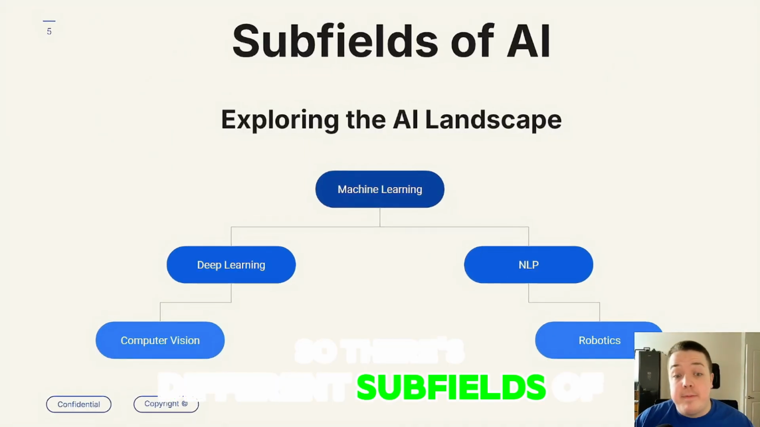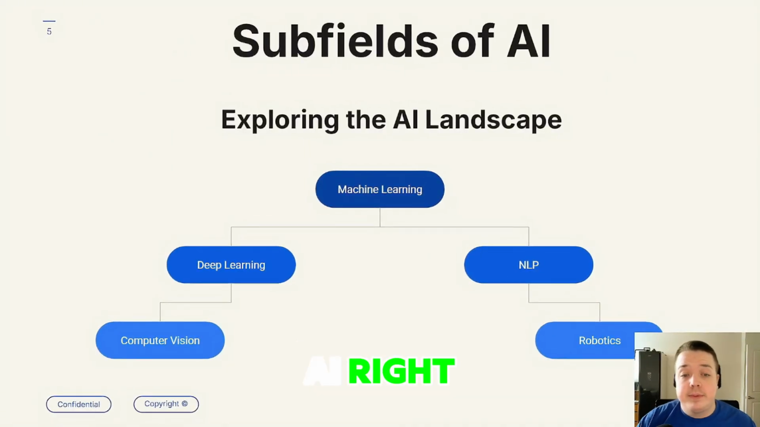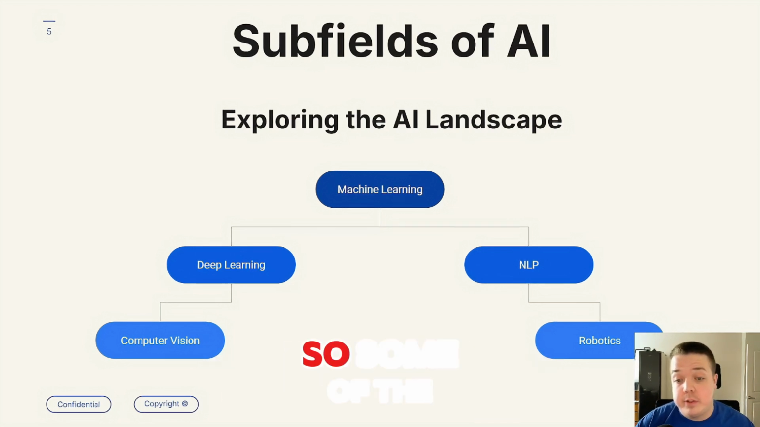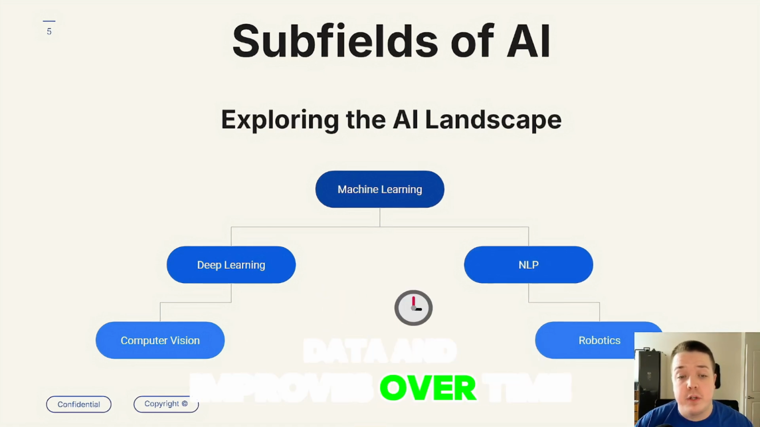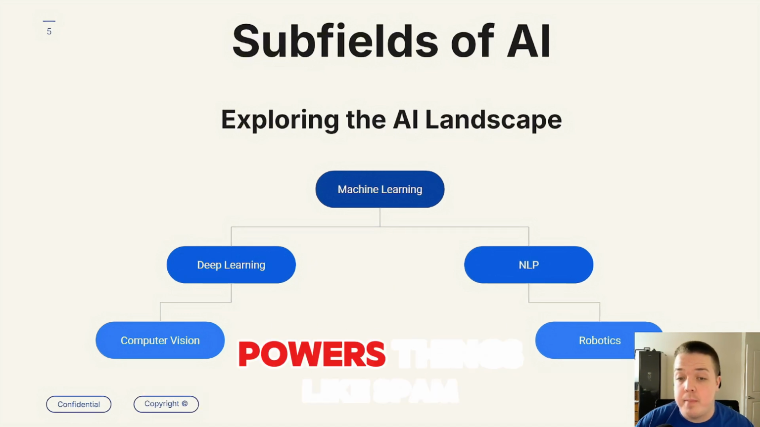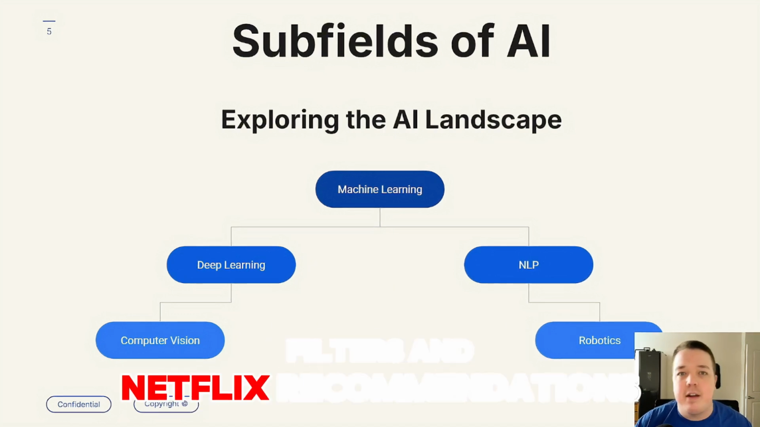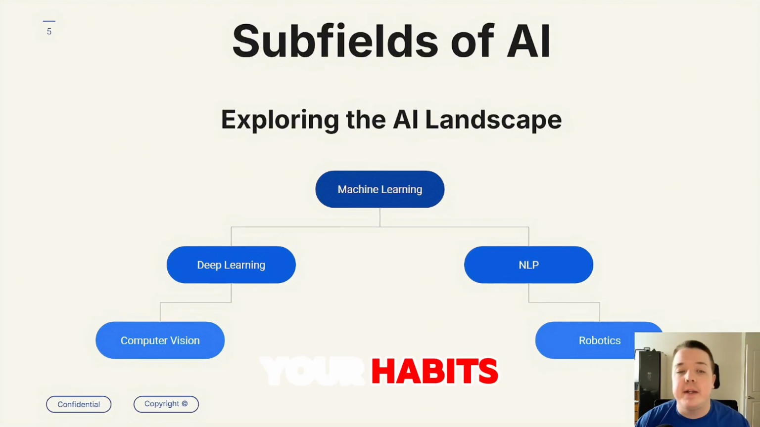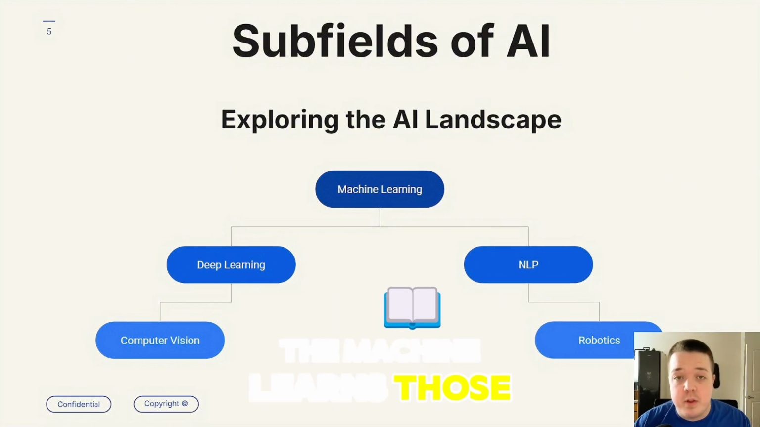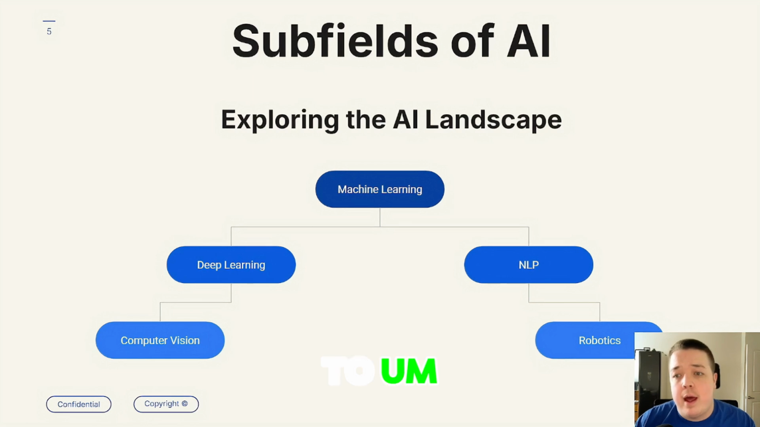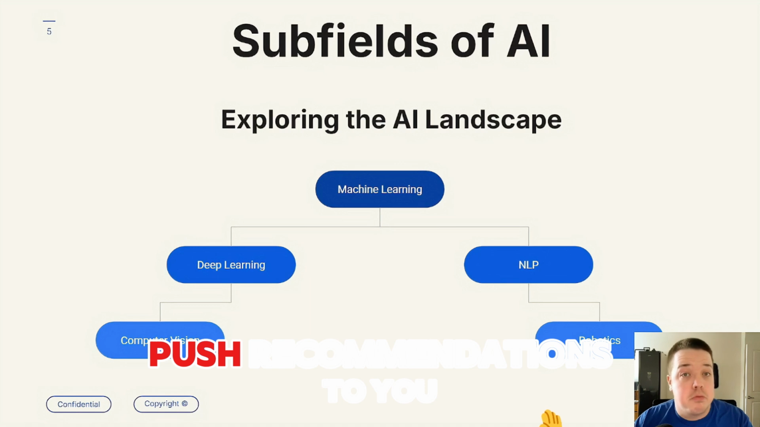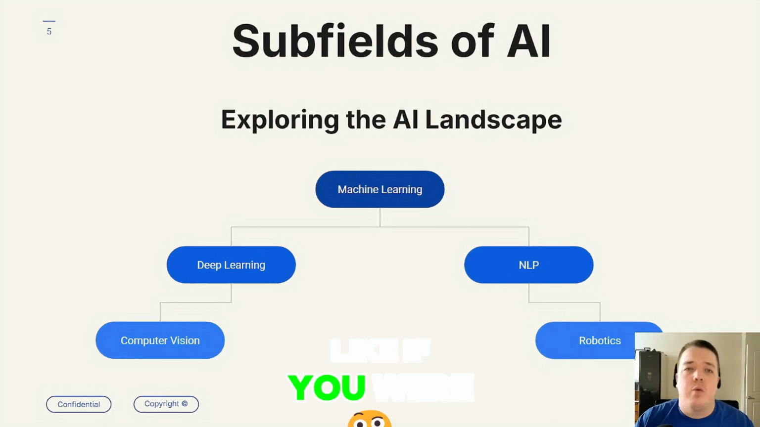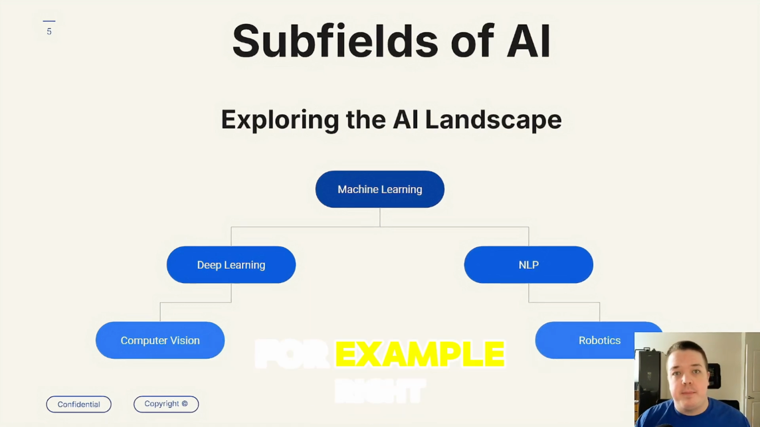So there's different subfields of AI, right? It's a very broad field with many specialized areas. So some of the key subfields, just to kind of break this down, there's machine learning, right? It's AI that learns from data and improves over time without being explicitly programmed. Powers things like spam filters and Netflix recommendations, right? Like based on your habits, the machine learns those habits and then is able to either directly filter things or push recommendations to you. Like if you were online shopping, for example, right?